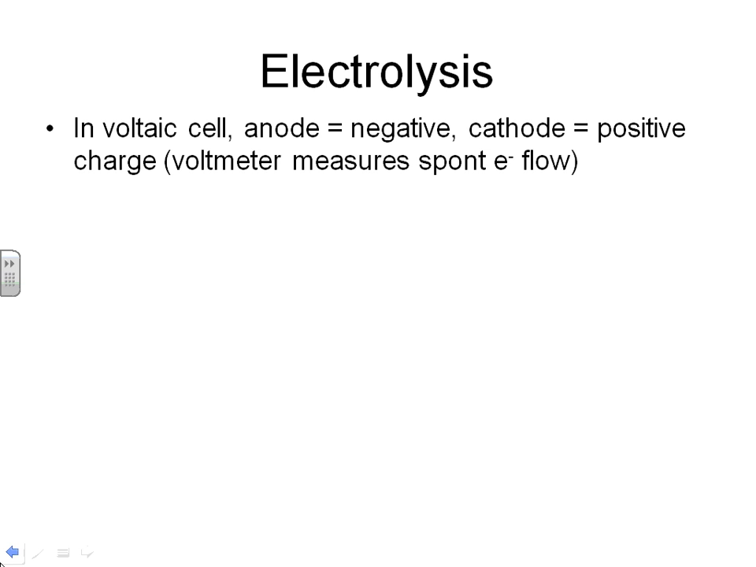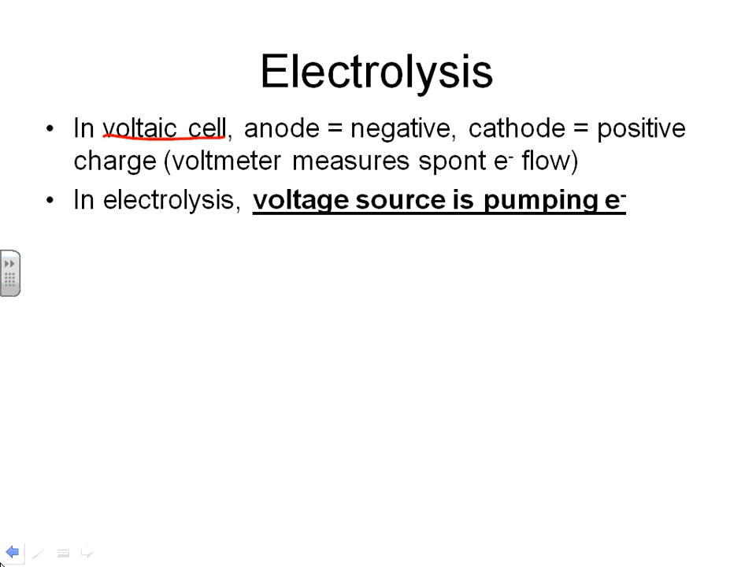In the voltaic cell, not electrolytic, your anode is your negative electrode and your cathode is your positive electrode, and your voltmeter measures the spontaneous flow of electrons. That's what it's there for, if it's there at all. In electrolysis, however, the voltmeter gets replaced by a battery. No longer a voltmeter, now we have a battery instead.